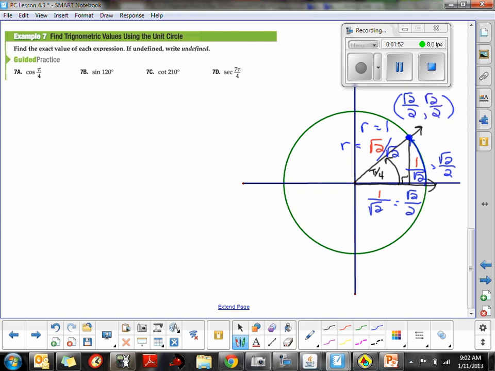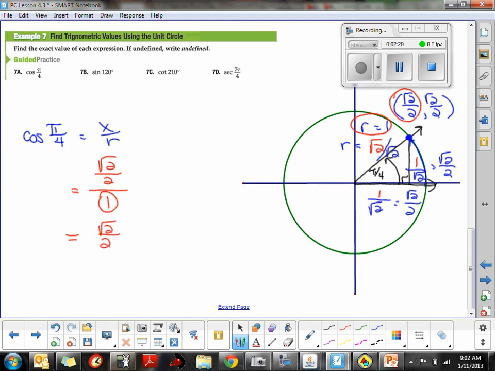So now they ask us to find the cosine of pi over 4. The cosine of pi over 4 is equal to, in the unit circle, and I'm going to write down the actual definition, x over r. You always want to find the x coordinate over the r. So our x coordinate is square root of 2 over 2, and our radius is 1. So we would put the square root of 2 over 2 divided by 1. Well, when it's a unit circle, dividing by 1 has no impact on your final solution, so it's just square root of 2 over 2.